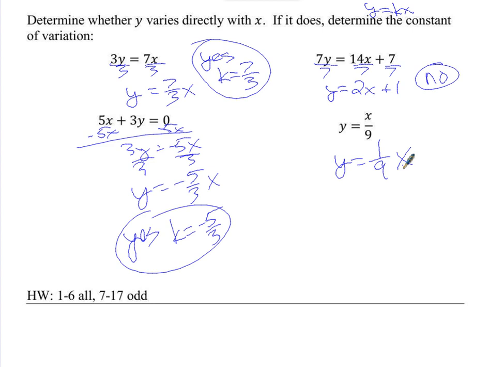That's what that says. Get used to the fact that you can write x over 9, or you can write 1/9 x. If I had a 3x over 9 there, that's the same as 3/9 times x. This is direct variation. What is the constant of variation? So k equals 1/9. There's your answer. If you voted yes, good job.